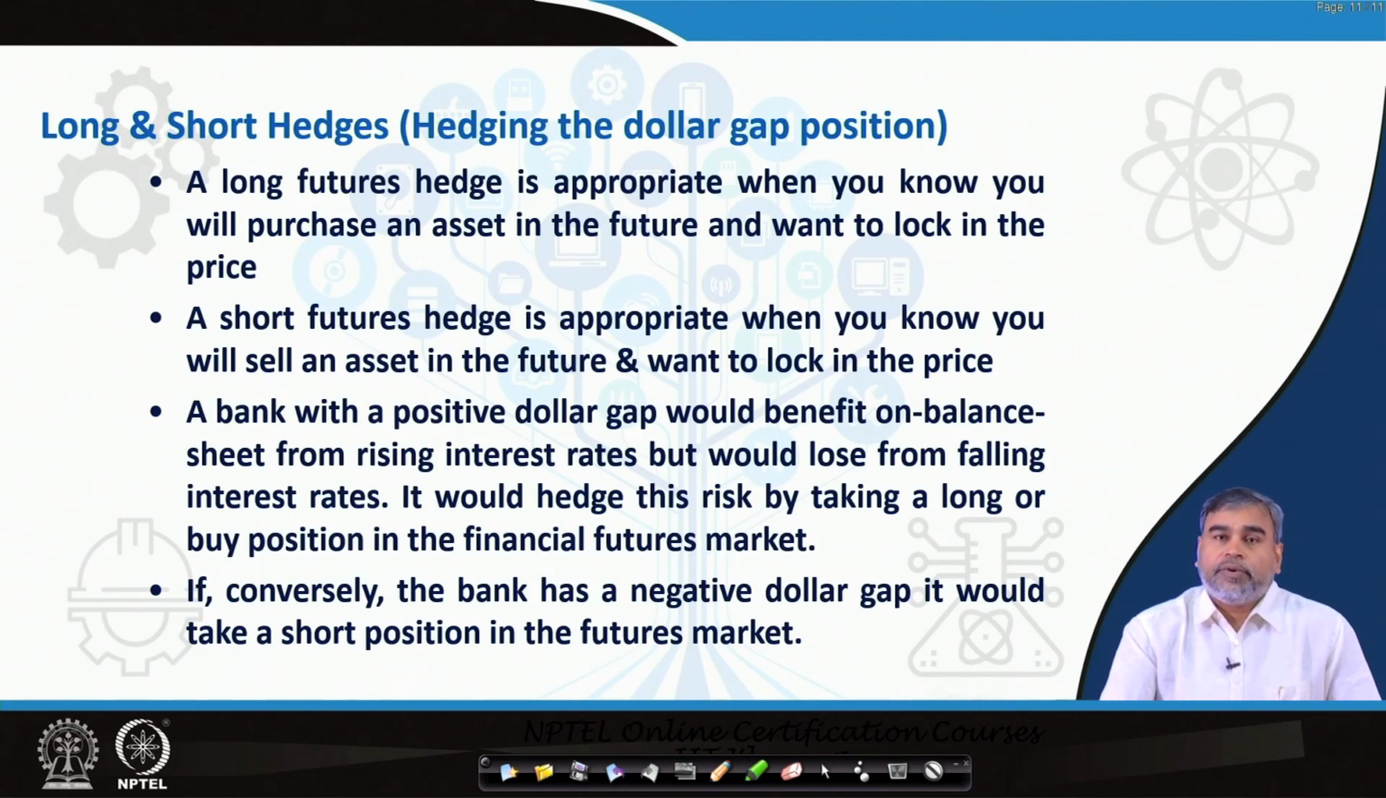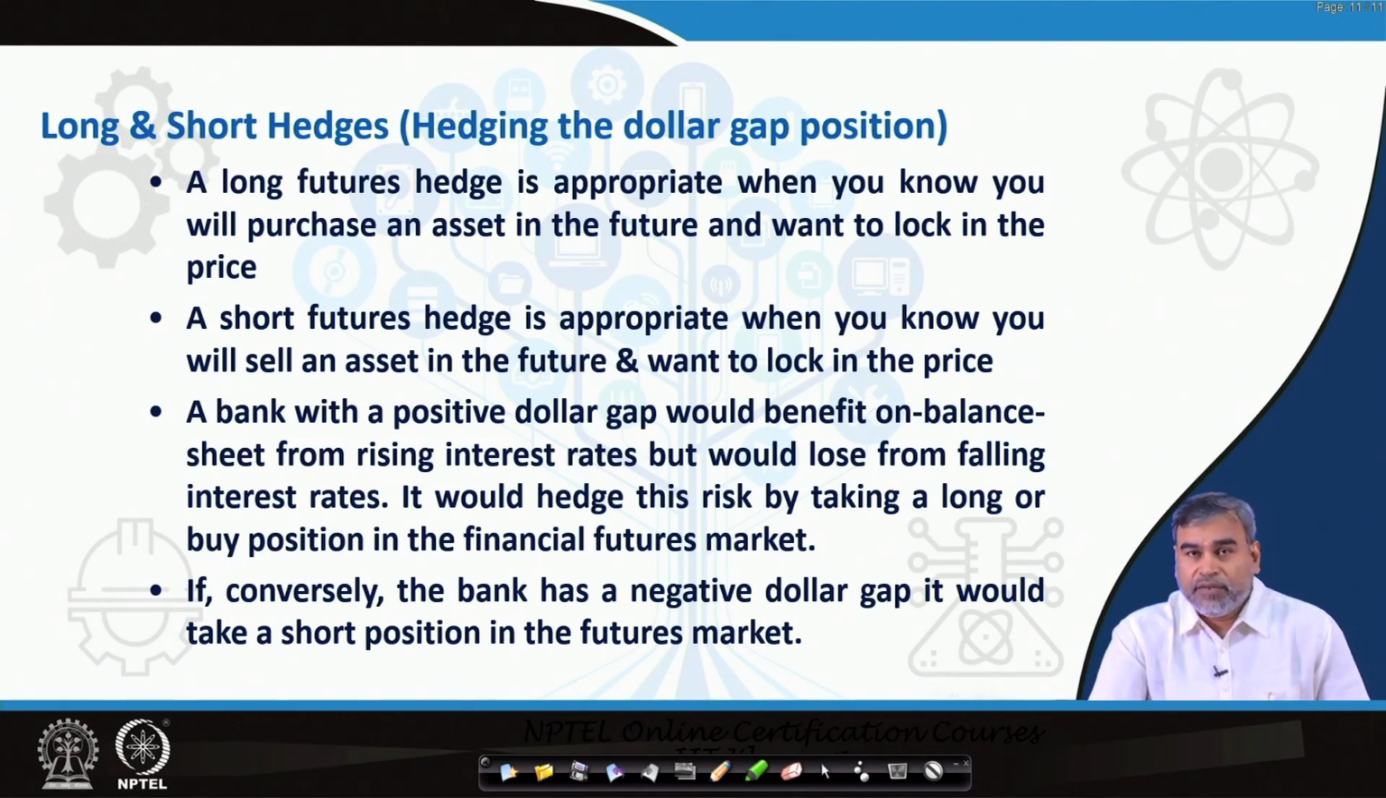Then you want to lock your price by taking one particular contract. Let's say you want to sell at a price of 10 rupees per kg, but you are expecting that on that day the market price will maybe be less. To get rid of that, you lock the price at 10 today, but the commodity will be sold maybe after 2 or 3 months. That is the way the long futures hedge and short futures hedge are defined.